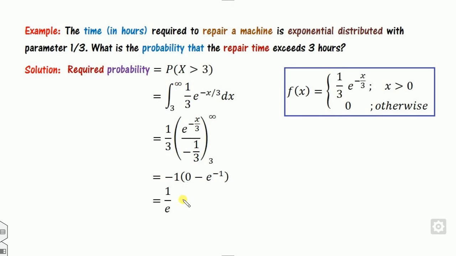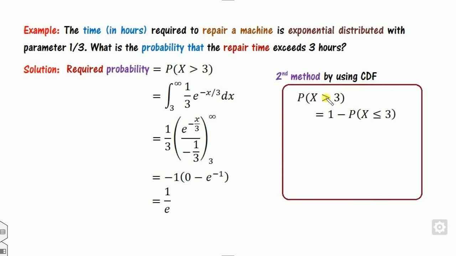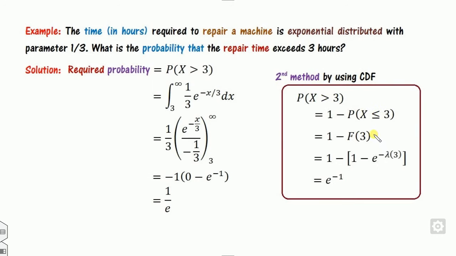So you will get the answer as 1/3. On the other hand, if you calculate this by using the CDF, then you have to write it in terms of the CDF. This is a greater-than probability, so you have to write it as less than, 1 minus F(3), and this gives the same answer.